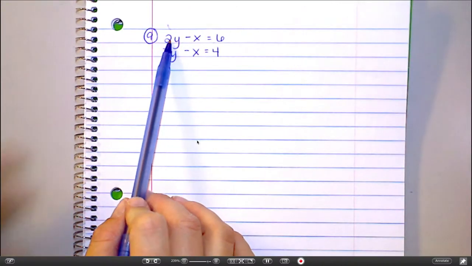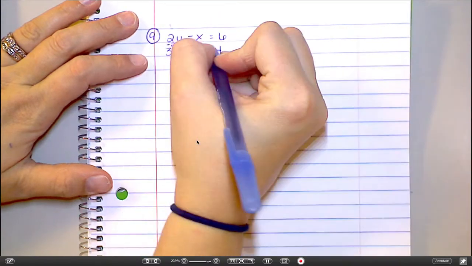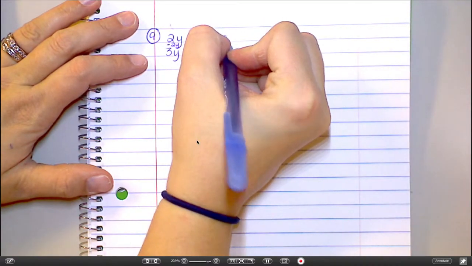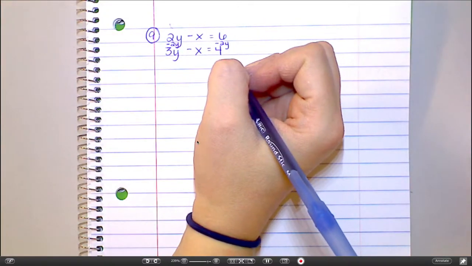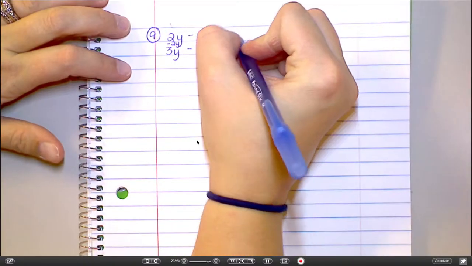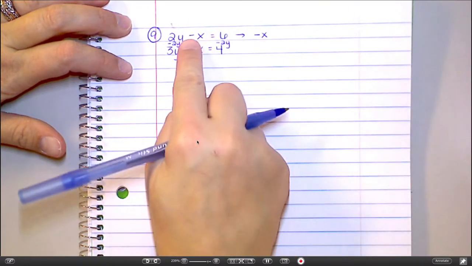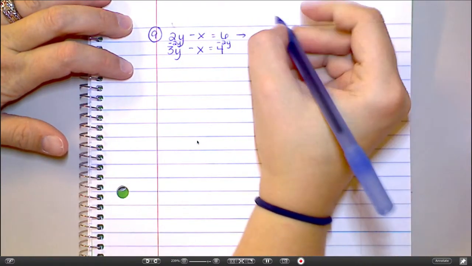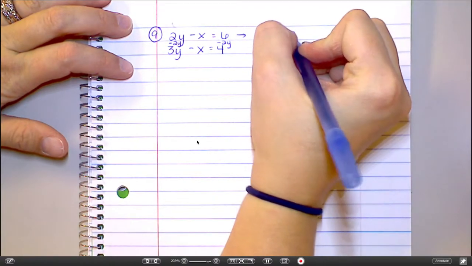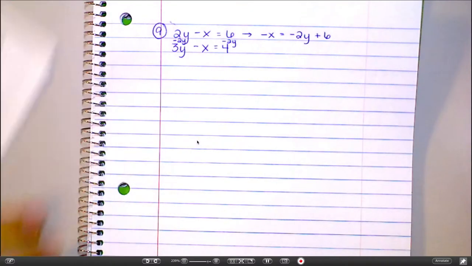So I'm going to move the 2y to the other side, so I'm going to subtract 2y. Remember, in the examples we did in class, we got y by itself every time. But it can be x. You can get x by itself too. So this would be negative x. Just don't lose track of that negative sign there. Equals negative 2y plus 6. And then what do I have to do about that negative sign?